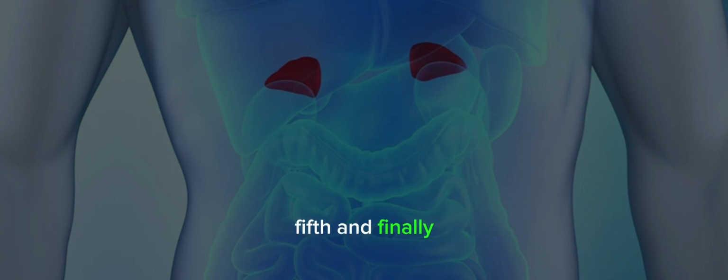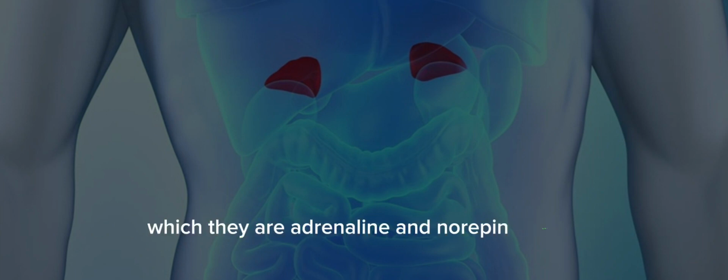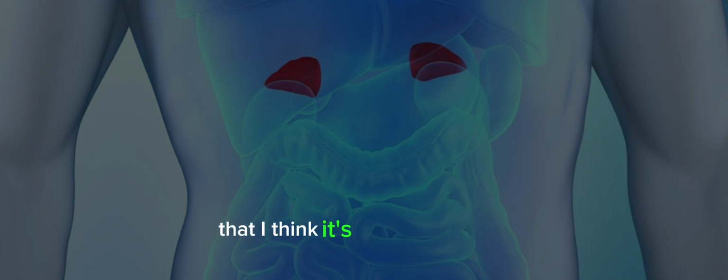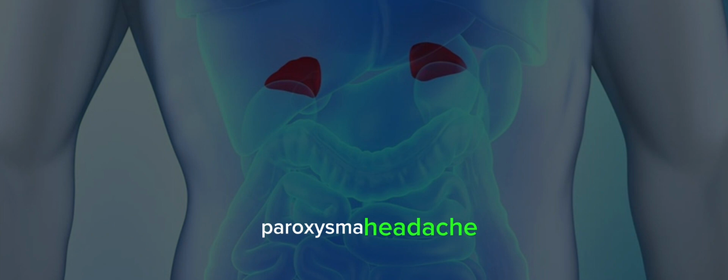Fifth and finally, pheochromocytoma. That is hyperfunction of the adrenal medulla, so increased catecholamines, which are adrenaline and norepinephrine. I think it's not the first time you have heard about them. So the patient mostly comes with paroxysmal hypertension, paroxysmal tachycardia, paroxysmal headache, paroxysmal sweating and anxiety.